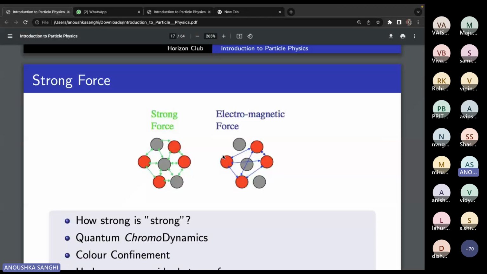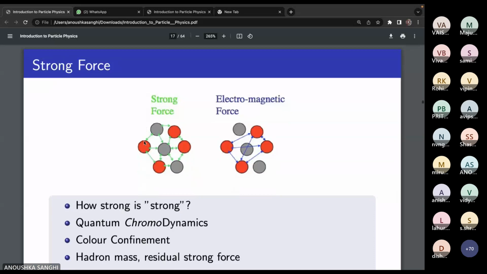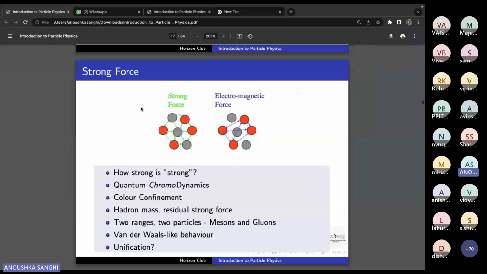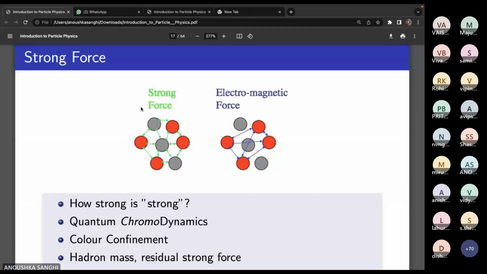So what is strong force? How strong is strong? How can we define how strong the force is? And here the question might come to your mind: why are we comparing it with the electromagnetic force? Let's suppose the strong nuclear force is just a bit stronger than the electromagnetic force. Just suppose, what will happen? Why can it not be a bit stronger than the electromagnetic force? So see, the answer is easy.